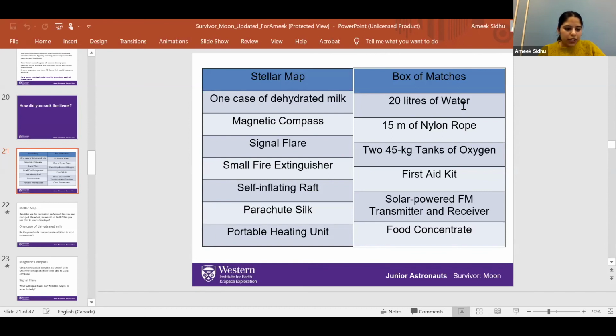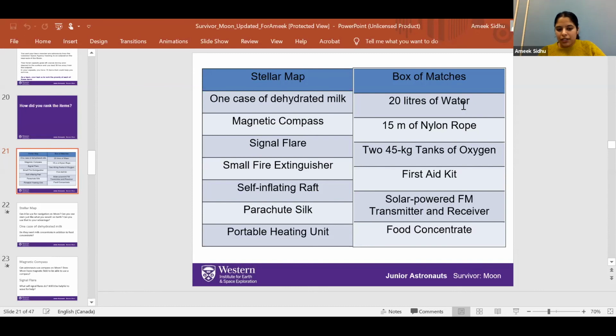Number 10 would be signal flares, which is, again, because if they do not have a transmitter or receiver, they can send the signals that they have arrived at the lunar post, but it's slightly lower on the priority as compared to the transmitter and the receiver, because they're already communicating using the transmitter and receiver, so that's ranked a little lower on the priority list.